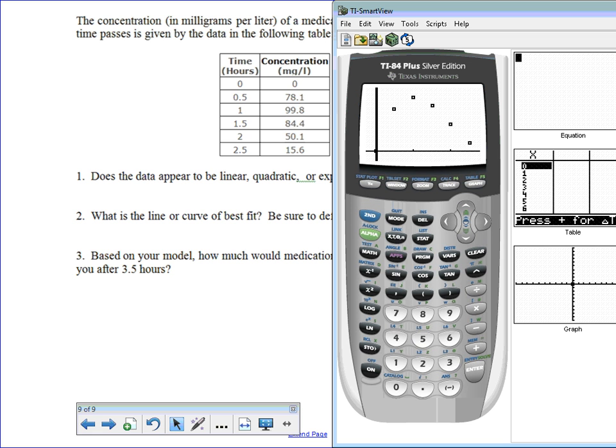And there, once again, the question is, does the data appear to be linear, quadratic, or exponential? Now that clearly is a parabola. I'm just going to draw it on with my own pen. It's not a perfect parabola, but it's pretty close. So given the three choices of linear, quadratic, or exponential, the only one that makes any sense at all is quadratic.